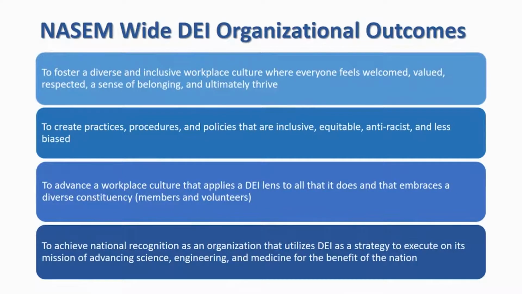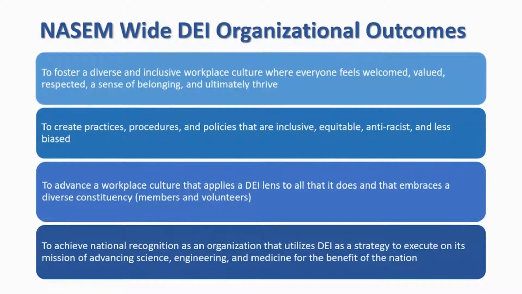So here are the four areas that we want to accomplish at the National Academies. One, to foster a diverse and inclusive workplace culture where everyone feels welcome, valued, respected, a sense of belonging, and can ultimately thrive, right? If we can't do our work, then we're not going to be effective. And so this first item, it's about people's lived experiences, right? It's essentially that we prioritize creating a safe, equitable, diverse, inclusive workplace environment where everyone can experience this. So it's about the people.